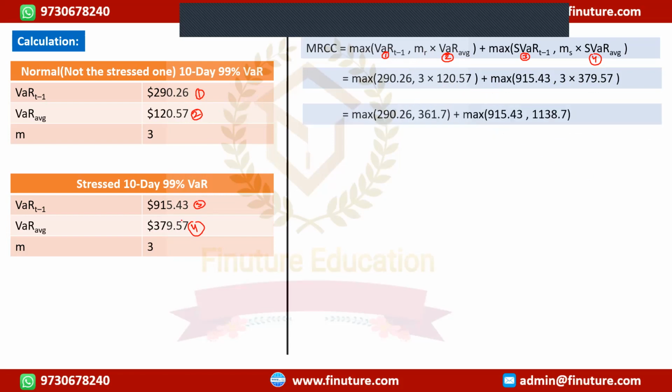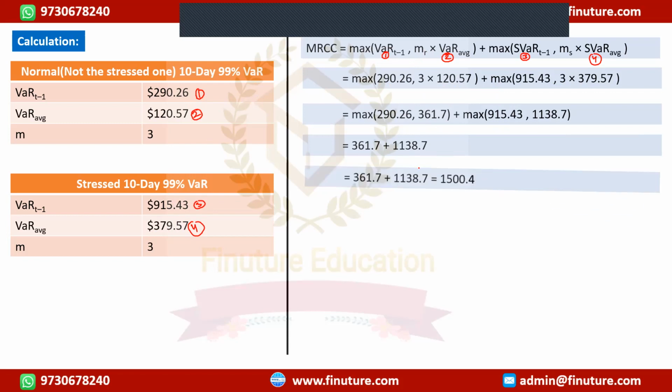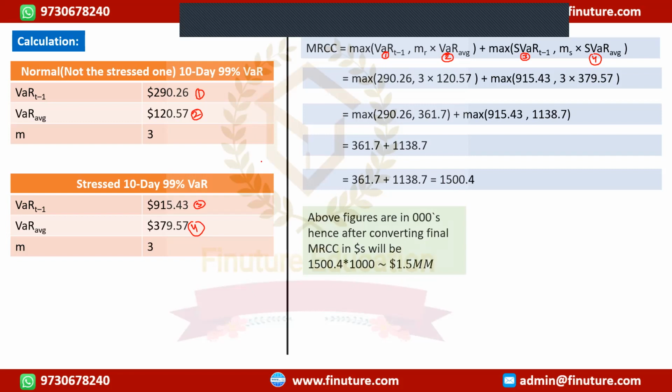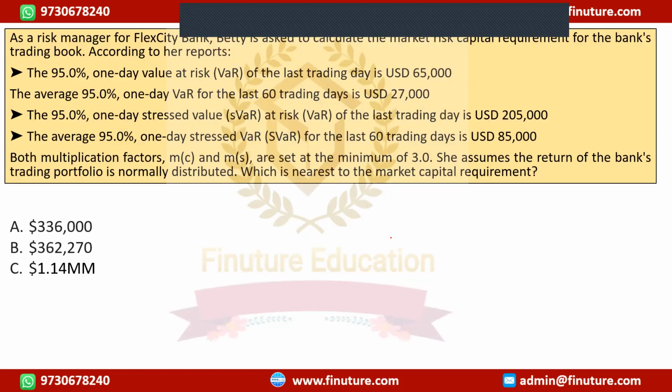Just simplifying further, what we get is around 1500. But as we saw, this number we had taken in 1000s, so instead of 65,000 we just took 65. So this number is in 1000s, so 1,500,000. If I convert that 1,500,000 into a dollar amount, it would be 1.5 million, which is our market risk capital requirement, which we were asked in the original question. So the correct answer for this question is answer D, that is $1.5 million.